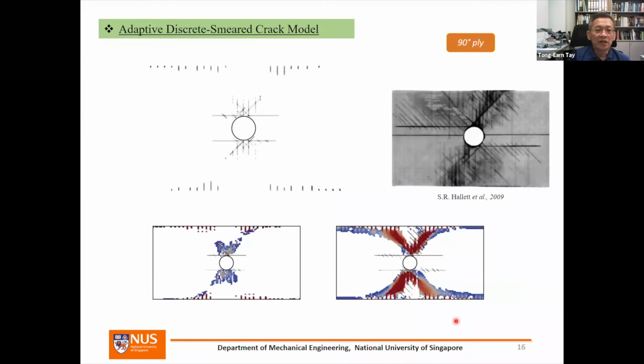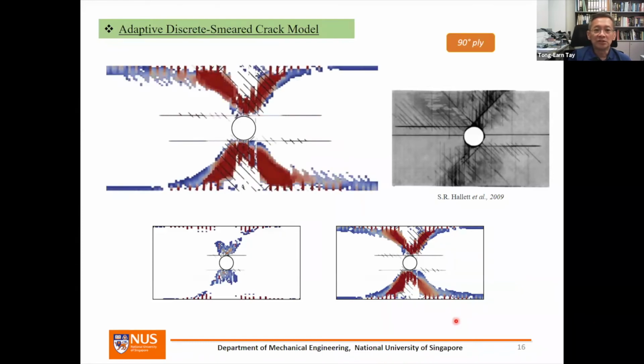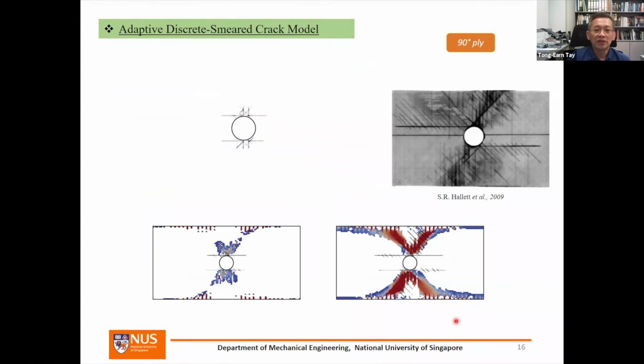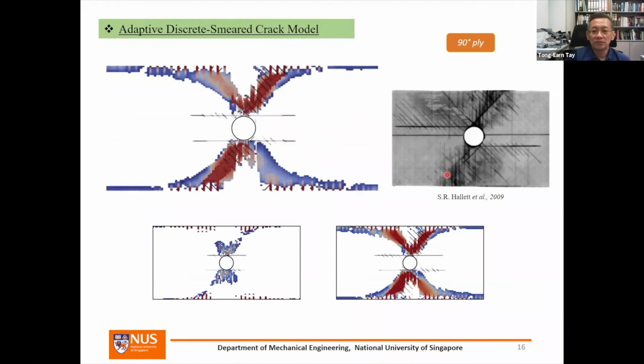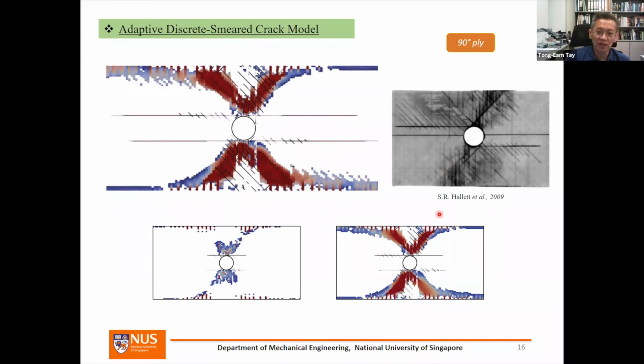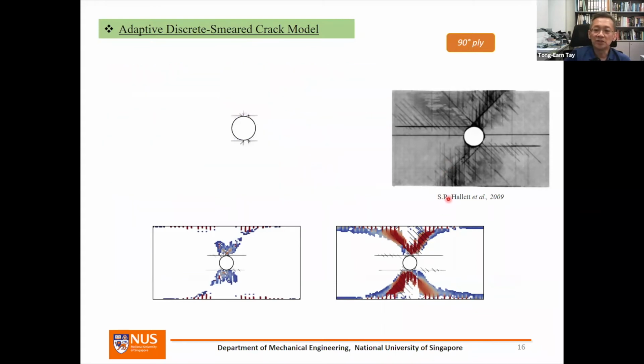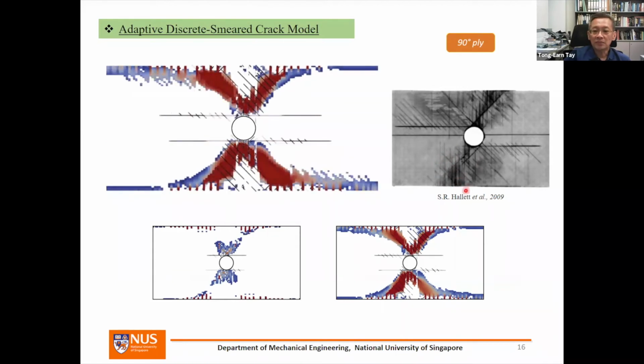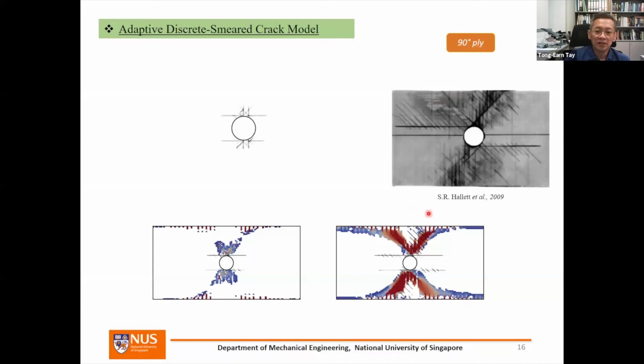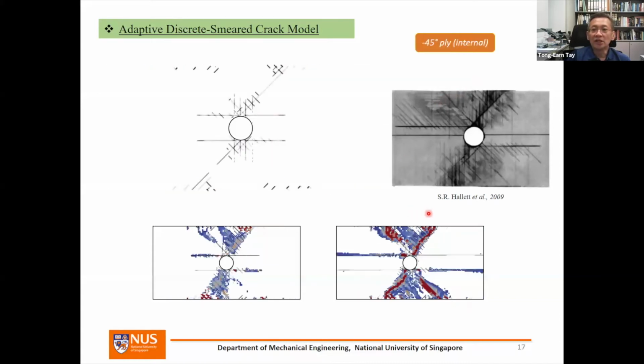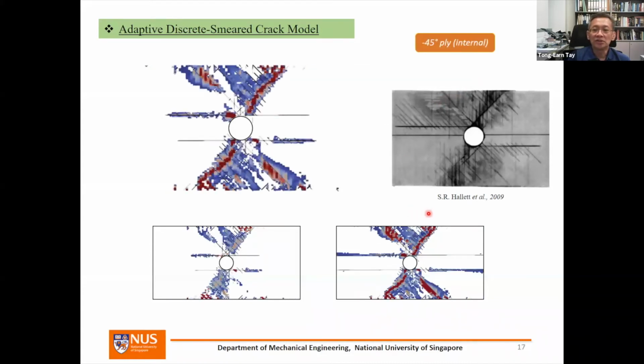And if we have an adaptive discrete smeared model, that means we would like the parts that have many diffuse cracks to be smeared. We can do this by smearing the damage in the 90-degree ply, and also in the -45 ply, which is internal. And that seems to work pretty well.